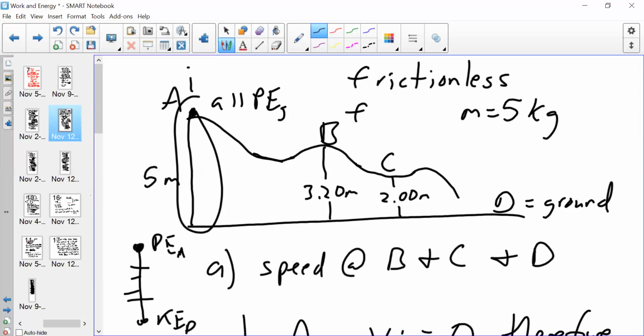All right, so let's answer the rest of these. Let's take about 10 minutes to do finding the speed at C and at D, and then do part B, which is finding the total work in the system.